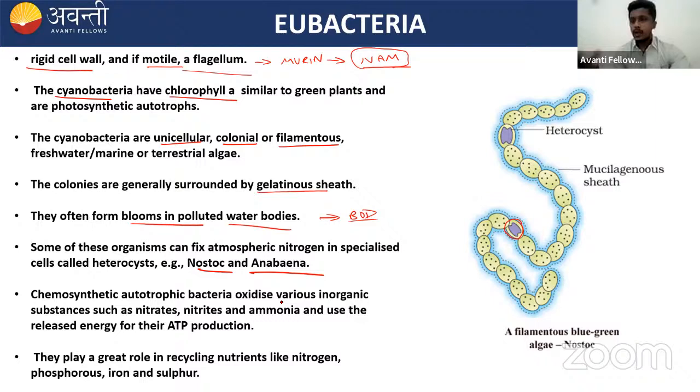The nitrifying bacteria convert inorganic nitrogenous substances such as nitrites, nitrates, and ammonia into useful forms, and they produce ATP. They are called nitrifying bacteria. They also help with nitrogenous products, phosphorus, iron, and other nutrients.